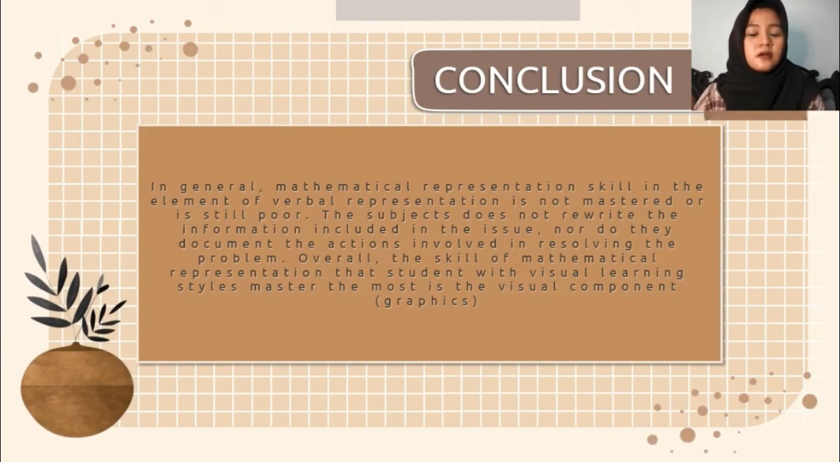So, the conclusion of this study is, in general, mathematical representation skill in the element of verbal representation isn't mastered or is still poor. The subjects don't rewrite the information included in the issue, nor do they document the actions involved in resolving the problem. Overall, the skill of mathematical representation that students with visual learning styles master the most is the visual or graphic component.